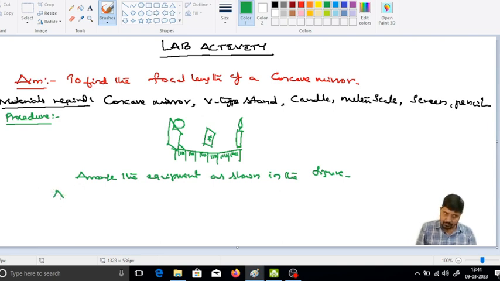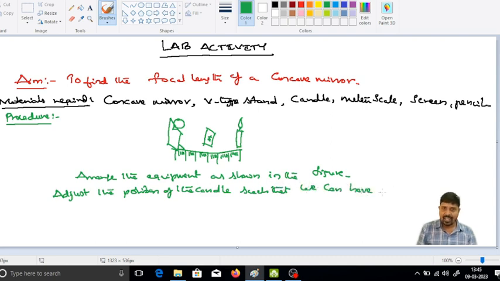Now I am writing, adjust the position of the candle such that we can have a clear, sharp image on the screen. Okay, adjust the position of the candle such that we can have a clear, sharp image on the screen.